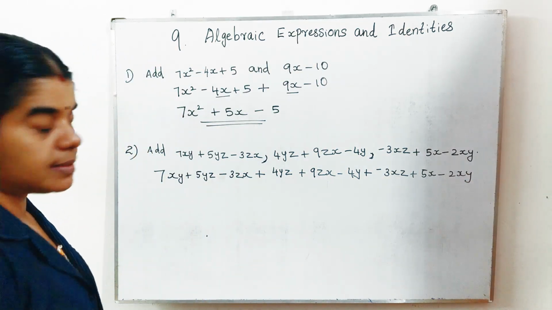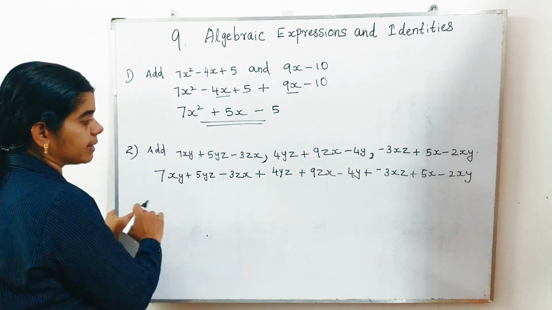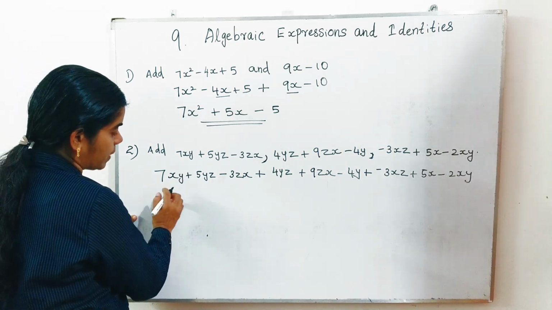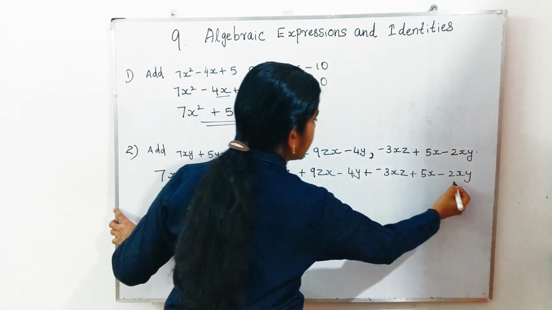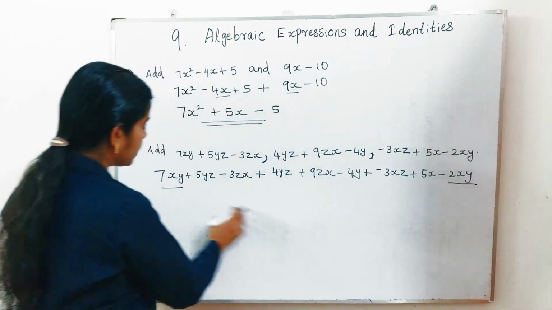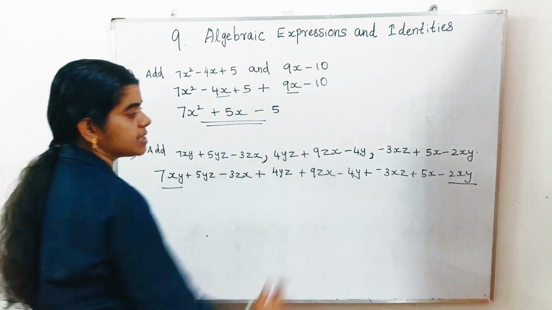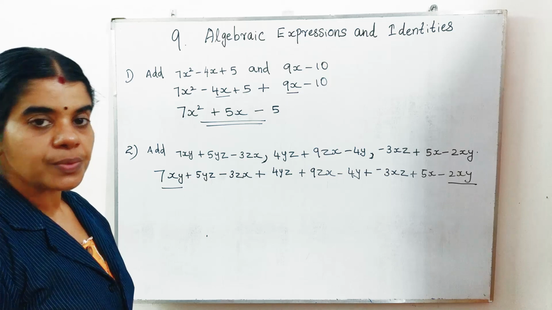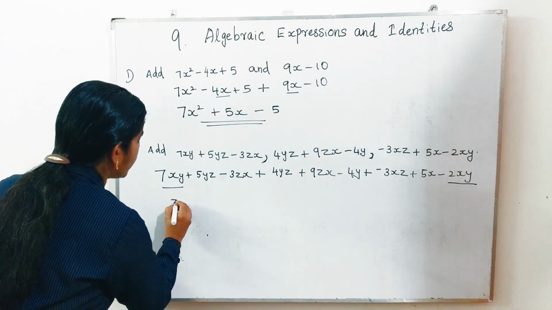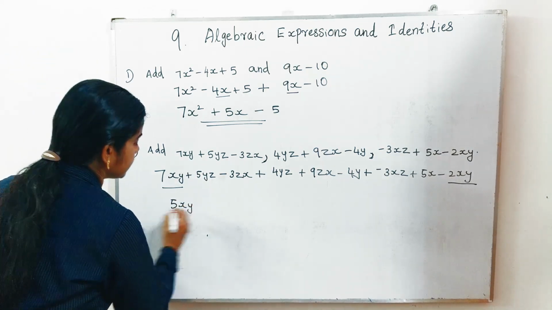This is our question. Then we can look at the like terms. Here xy, 7xy. Any other place you are looking, xy, minus 2xy. Then 7xy minus 2xy. 7 minus 2, you will get 5. So 5xy will be the answer.